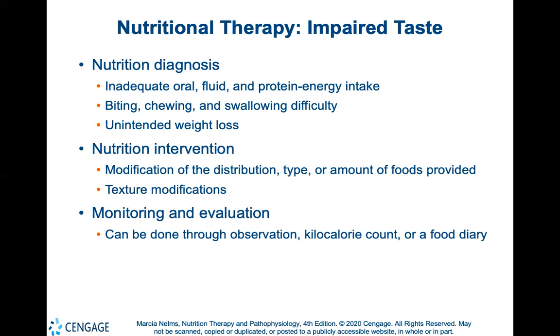Common nutrition diagnoses associated with pathology of the oral cavity include inadequate oral intake, inadequate fluid intake, and inadequate protein energy intake. Nutrition intervention strategies are focused on modification of distribution, type, or amount of food provided. Texture modification of the current diet will be necessary for most of these clinical conditions. Monitoring and evaluation can be done through observation, a calorie count, or a food diary.